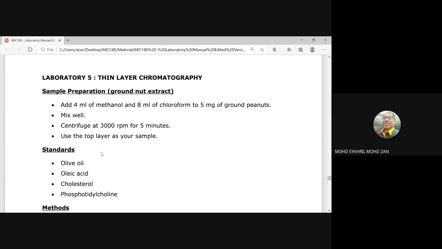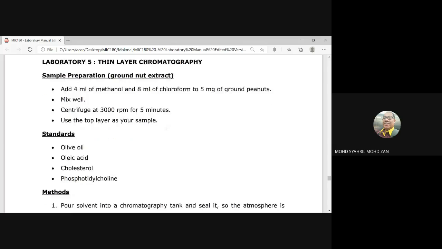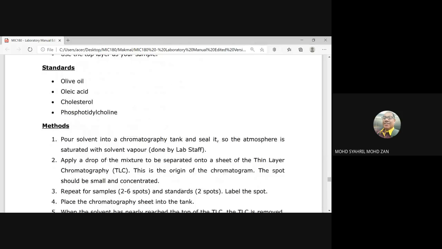So these are the several standards that we use: olive oil, oleic acid, cholesterol, and phosphatidylcholine. These spot-type standards come from fats or lipids.